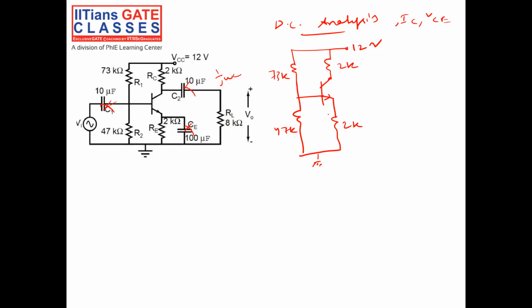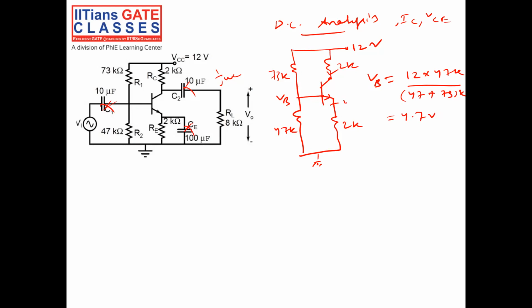Then I have to calculate the collector current. What is base voltage, guys? VB. So for calculating, first I will do VB. VB is nothing but 12 volt into 47K divided by 47 plus 73K. So let us take the calculator and see how much it is coming. 12 into 47 divided by 47 plus 73. So I got 4.7 volt.